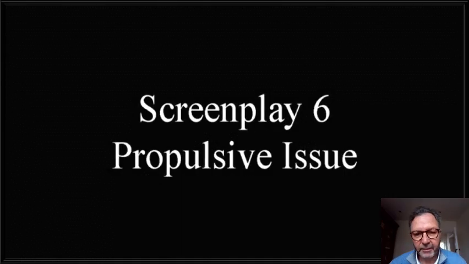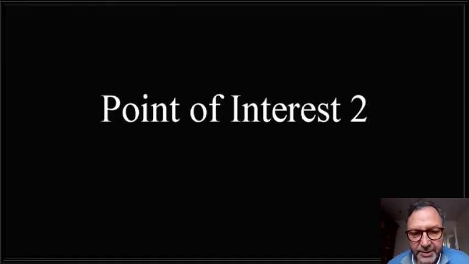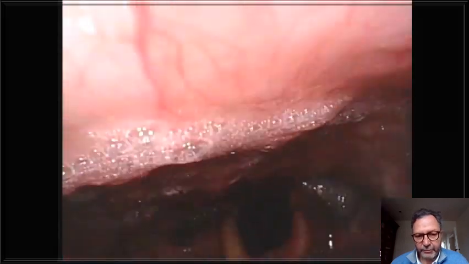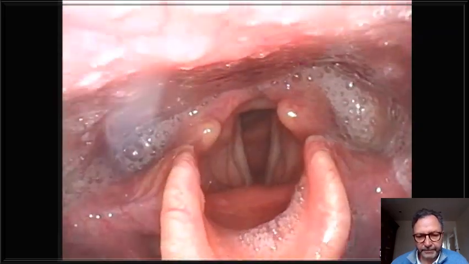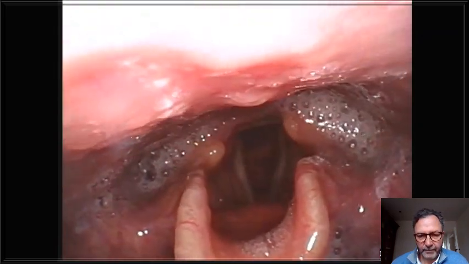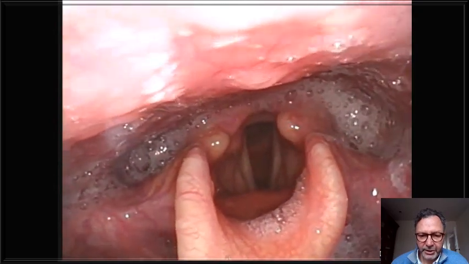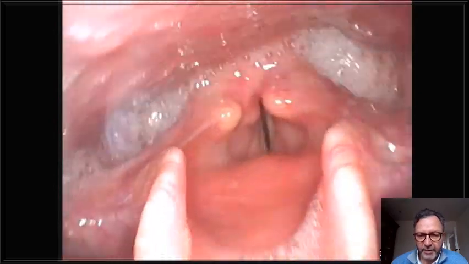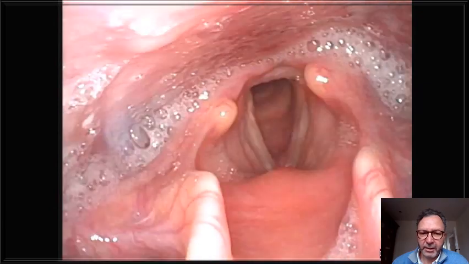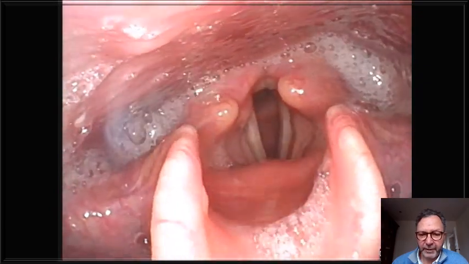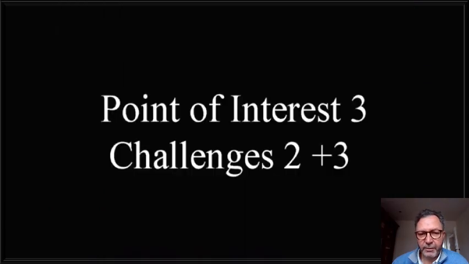Let's see that in video now. Scenario 6, screenplay 6, also known as propulsive issue. Point of interest number 2. You see here that the patient is full of residue, so you haven't even started with the blue, and you see a lot of saliva everywhere, even in the laryngeal vestibule.